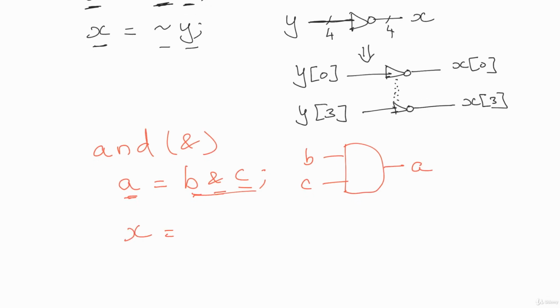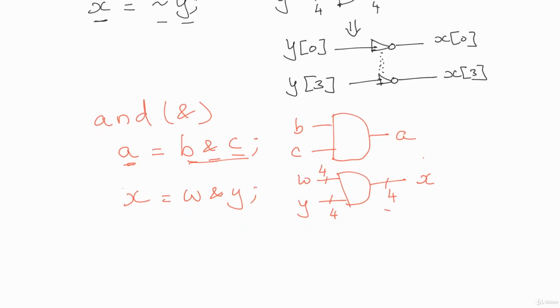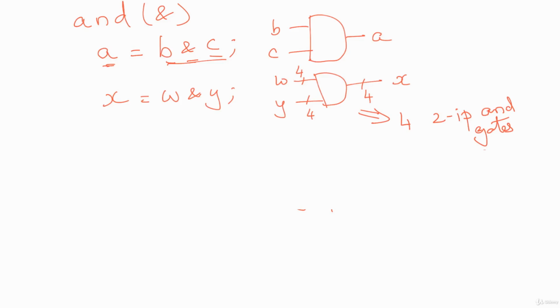Now when you say X is equal to W and Y, W and Y are ANDed together and you get X. Now all of them are 4-bit wide. This just means that there are 4 2-input AND gates. Okay. Next is the OR gate.